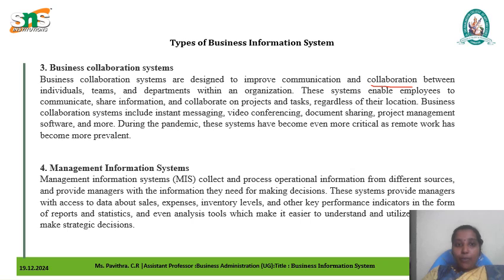The best example for this kind of business collaboration system would be our pandemic situation, when, despite our location, wherever we were, we worked together as a team through various collaborative sources such as video conferencing, document sharing, and various other software applications. This would be a best example of a business collaboration system that helps the organization to work in collaboration and as a team despite their location.